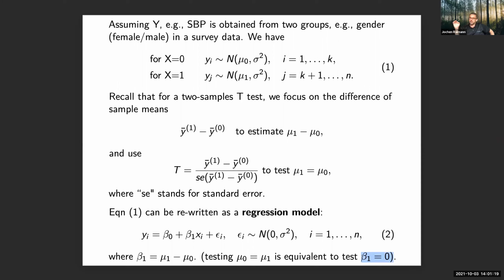What does this mean? Essentially, this difference is identically zero if the null hypothesis is not being rejected. Equally, if beta 1 is not significant, you would also assume that there's no difference between the groups. So this is essentially where a regression model can replace, almost replace, not always, but can replace a t-test.